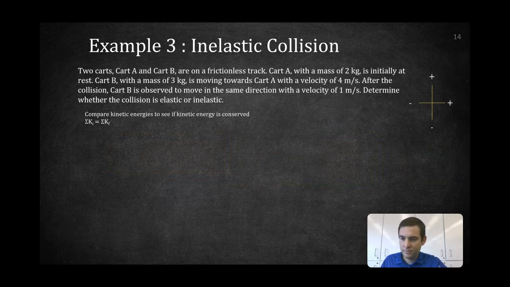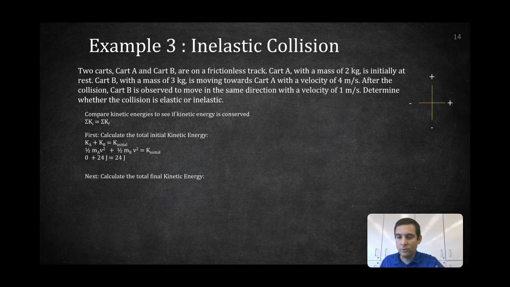So, first we need to calculate that initial kinetic energy of cart A plus kinetic energy of cart B. Using 1/2 mv squared, we get 24 joules. Next, we're going to calculate the final kinetic energy. 1/2 mv squared plus 1/2 mv squared in the end equals our final kinetic energy. 1/2 times 2 times... Oh, we don't have the final velocity for cart A. So now we're going to move to conservation of momentum to figure out that final velocity for cart A.